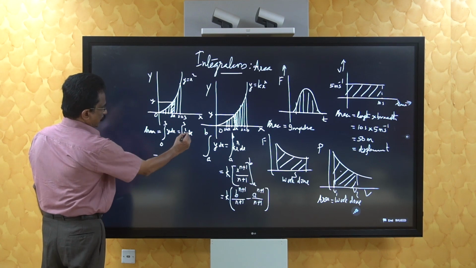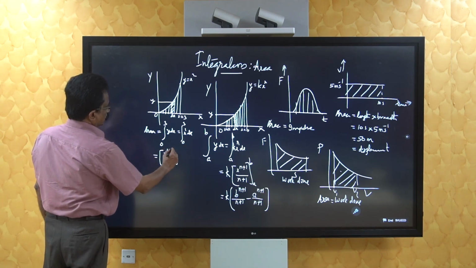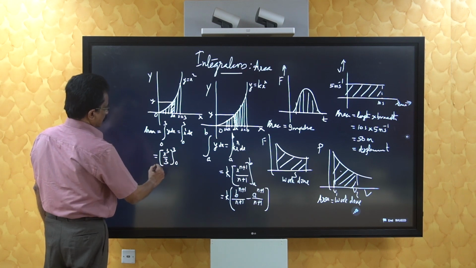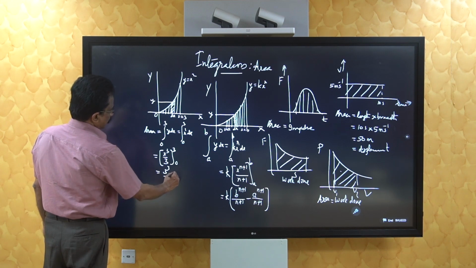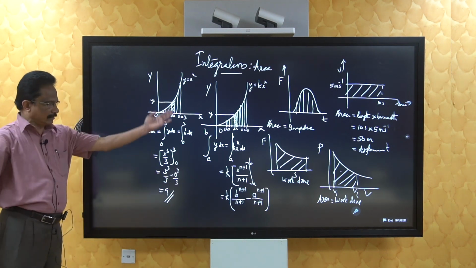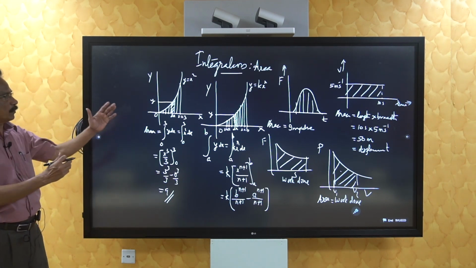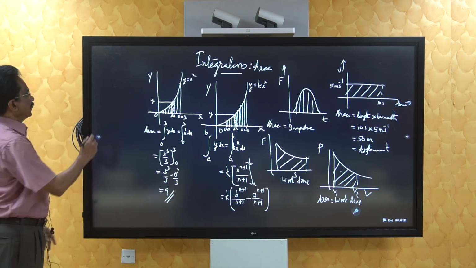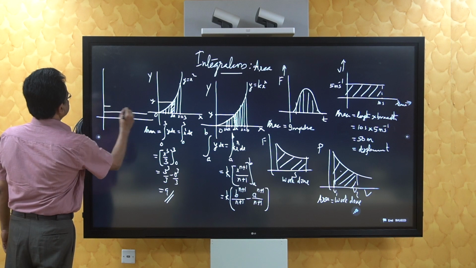And the integral of x square dx is x cube by 3 from 0 to 3. Then I put the upper limit first: 3 cube by 3 minus 0 cube by 3 is equal to 9. This is the exact formula and exact answer. Now let me solve this problem by finding the area graphically. Draw a graph here. A simple graph is drawn.